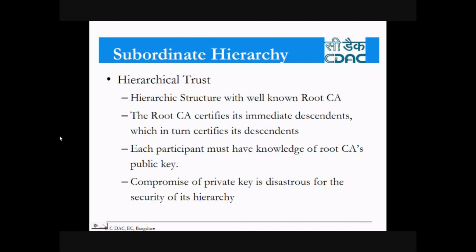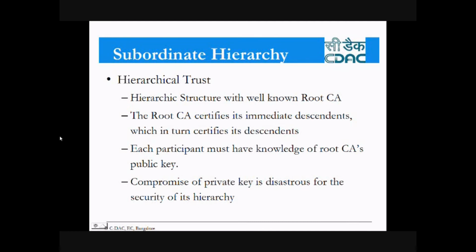The certificates of individuals and organizations are signed by the certifying authority, and the certificates of the certifying authorities are signed by the root certifying authority, that is the CCA. The root certifying authority is the central and nodal agency in the country, and it is accepted to have legal validity.